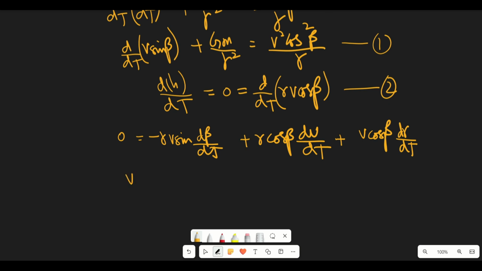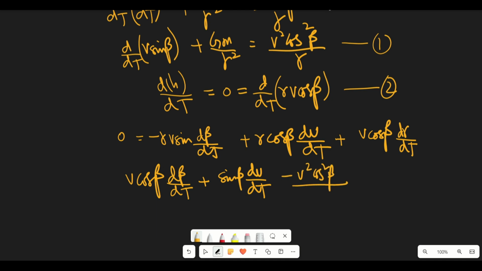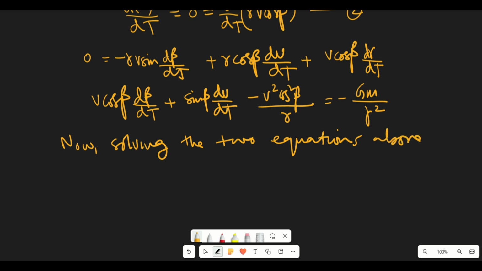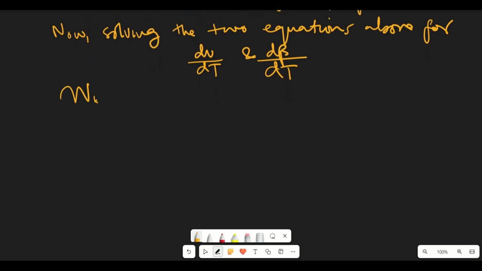And from equation 1 we have v cos beta d beta over dt plus sine beta dv over dt minus v square cos square beta over r is equal to minus GM over r square. Now, solving the two equations above for dv over dt and d beta over dt, we obtain as below.